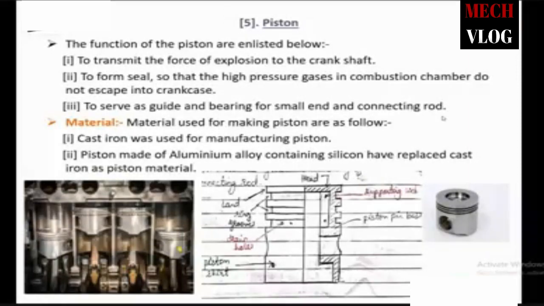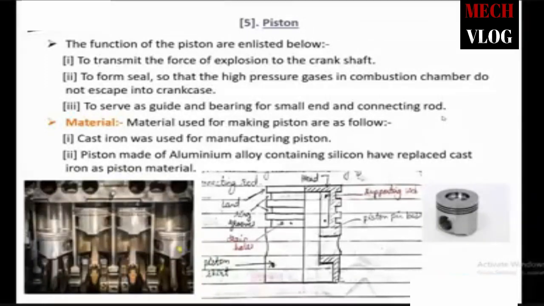Okay, to transmit the force of explosion to the crankshaft, to form a seal so that the high pressure gas in the combustion chamber does not escape into the crankcase, to serve as a guide and bearing for the small end of the connecting rod. So these are the main functions.